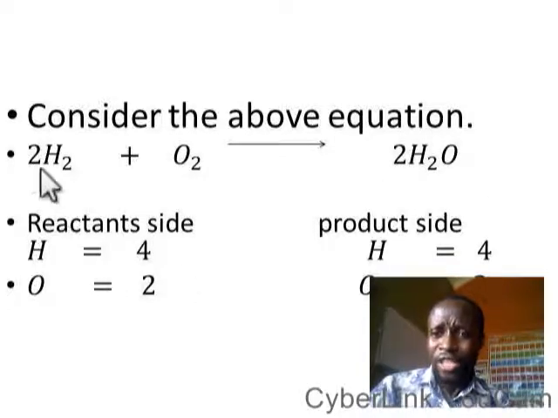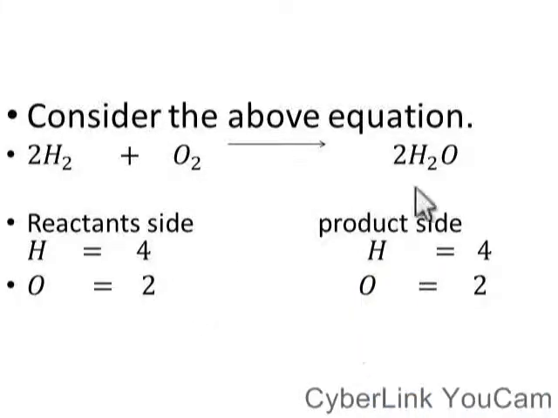Now, these 2 times these 2 gives us 4. That makes total hydrogen at the reactant side 4. Now, this is 1 times 2 gives us 2. Total oxygen at the reactant side is 2. Now, this 2 times these 2 give us 4. Total hydrogen at the product side is now 4. Now, this 2 times this 1, because this is only 1 oxygen here. Total oxygen is now 2. This shows to us that this equation is balanced.